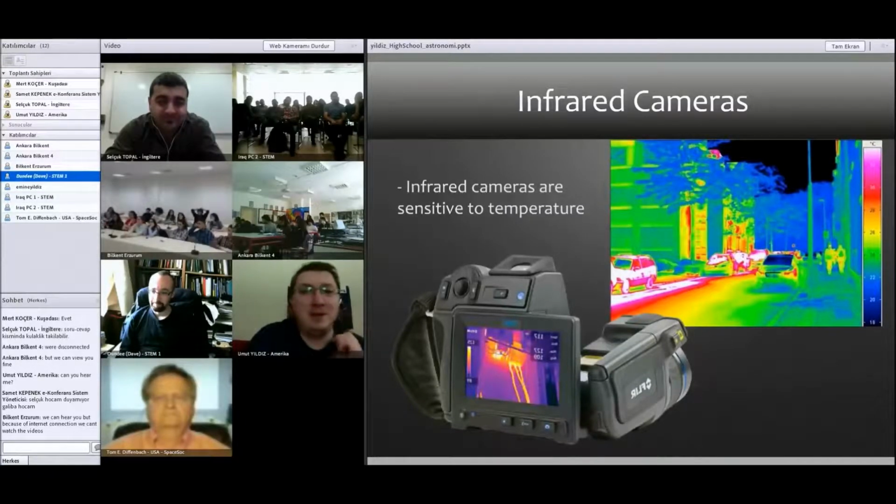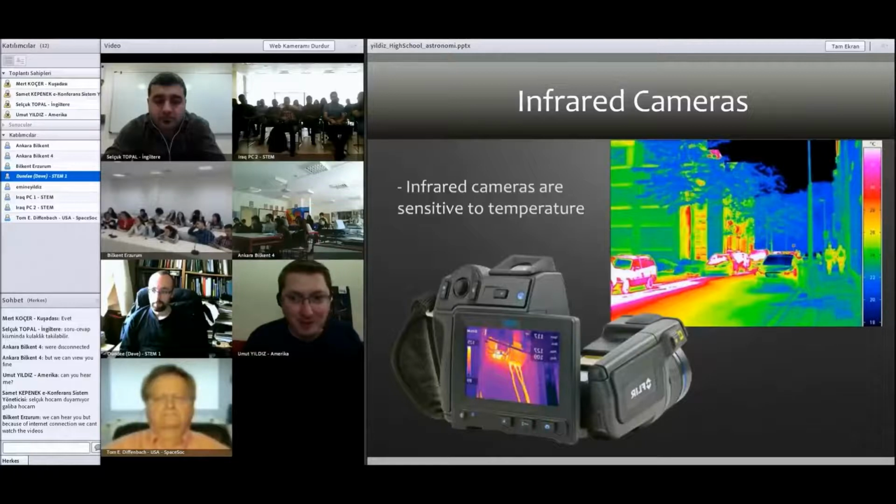Infrared cameras are sensitive to temperature. For example, look at this picture. You look at the cars. The people are inside the car, and the heat is much more than outside, so it's much more red. If you look at the buildings, it's green, and if you look at the trees, it's blue. So it's getting colder. So it's actually sensitive to the temperature.